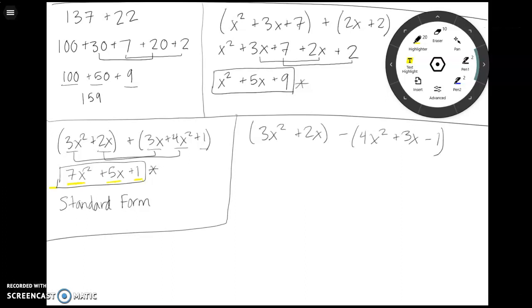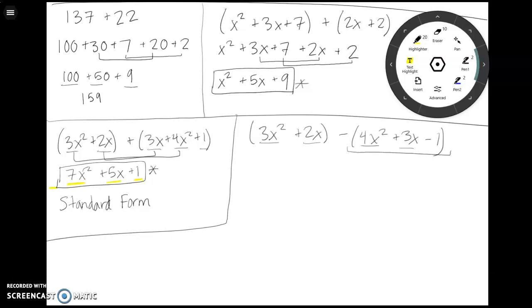Okay, we're going to handle this pretty much the same way. First, I'm going to identify some like terms that I have. I have a 3x squared, I have a 4x squared, I have a 2x, and I have a 3x. So we know we're going to eventually be able to combine those terms together. What we have to be careful with is that we have a subtraction sign. So when we start combining these like terms, we have to be careful that we are subtracting everything that's over in this set of parentheses over here.